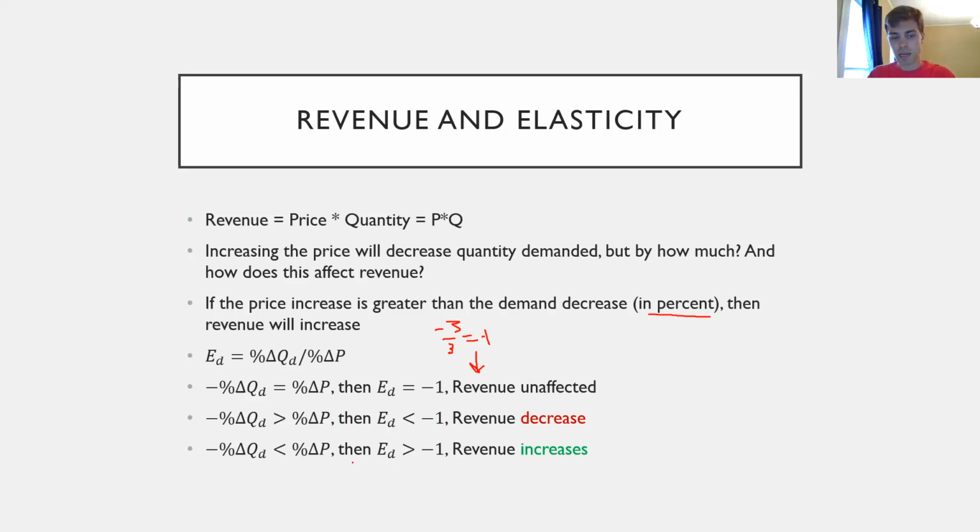And then finally, if our percent change in quantity demanded is less than the percent change in price, then that will increase our revenue. So that's kind of our rule up here. And this is where our elasticity of demand is greater than -1, so between 0 and -1.